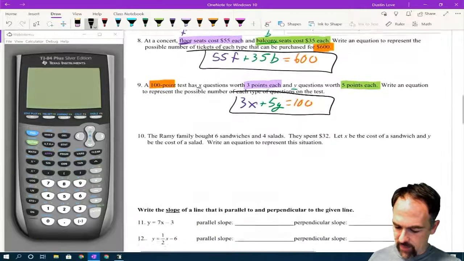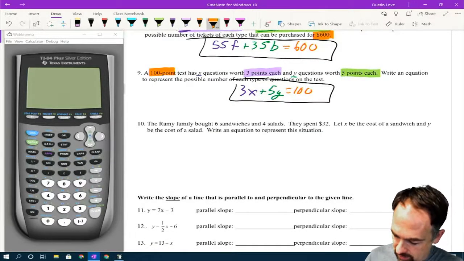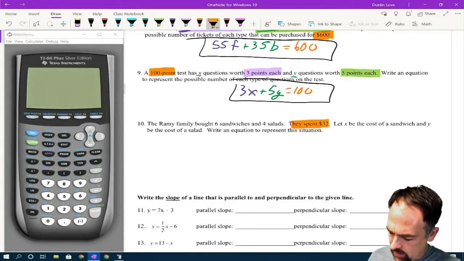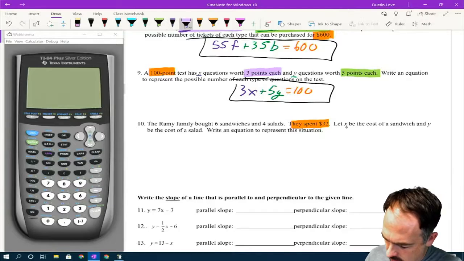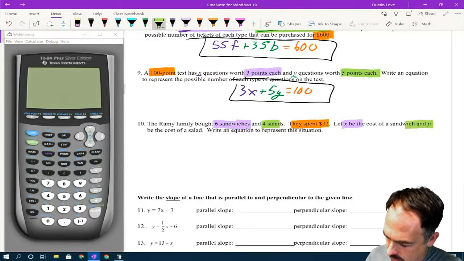Okay, now number 10. Remy family bought 6 sandwiches and 4 salads. They spent $32. Now that looks like a total to me. Let X be the cost of a sandwich and Y be the cost of a salad. Write an equation to represent this situation. Okay, so in this case, here we've got our rate matched with our quantity, and here we've got our rate matched with our quantity. Oh, I guess Y would be the cost of a salad.